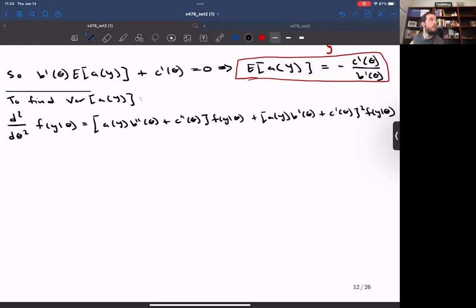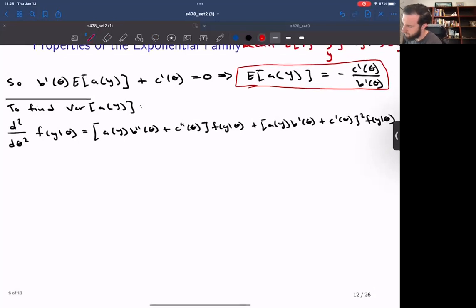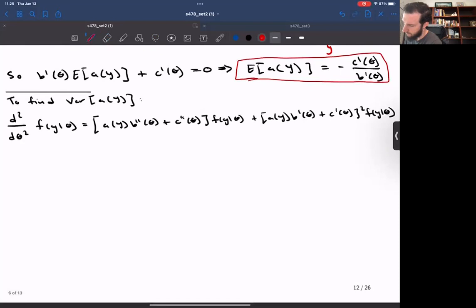It's a single prime. Right. And that derivative would follow from the product rule. Because we're basically taking the derivative of a of y b prime theta plus c prime theta times f of y, and we're going to use the product rule to do that.